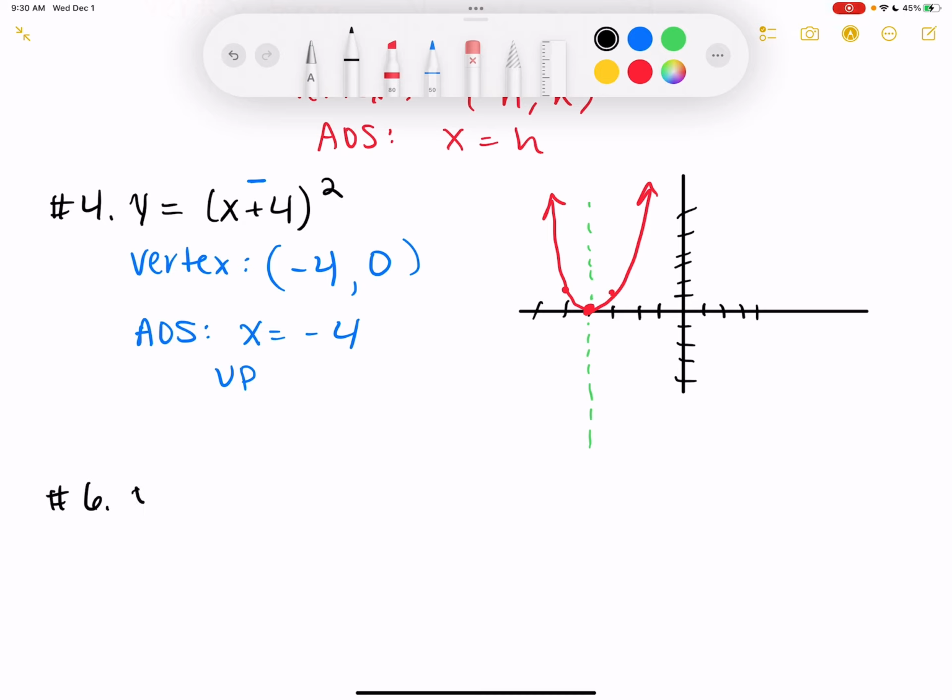All right, number 6. Y equals 3 times (x minus 7) squared minus 1. Okay, so this sign should be negative and this sign should be positive. So where's my vertex? 7, 1. Is it 7, -1? It's -1. Okay, so this should be positive. So in order to make this positive, I would have to make it -1.